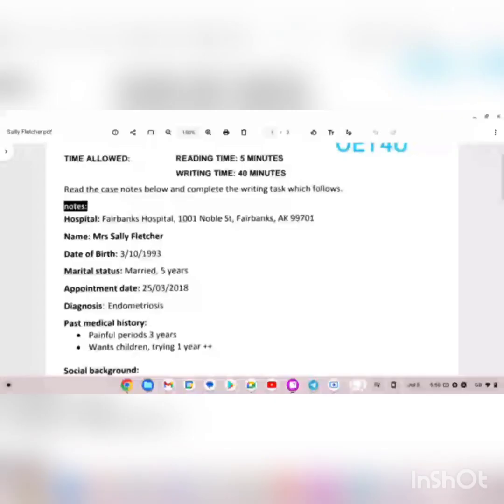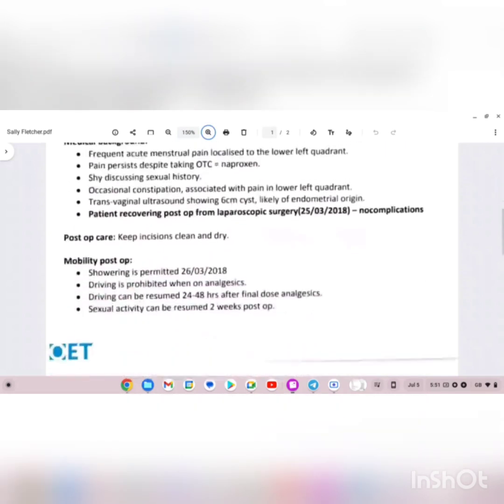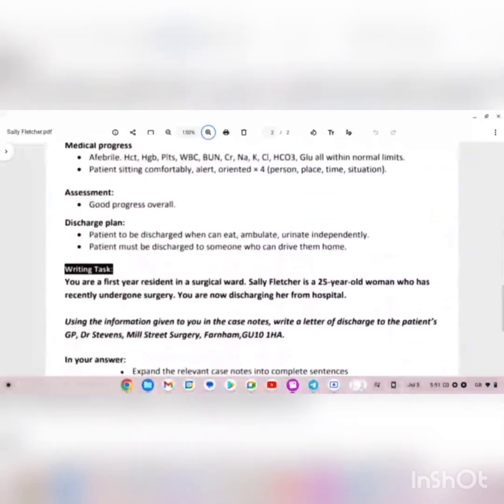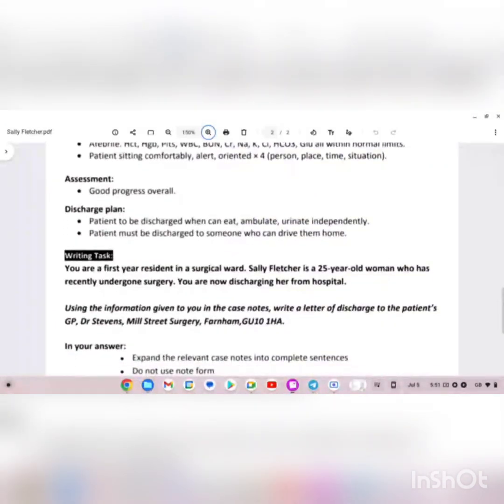5 minutes reading time, 40 minutes writing time. That is the exact examination time for the OET writing exam. So as soon as we get the case note, we are going to look into what's important in the case note. The first important thing is that you read what the writing task is.